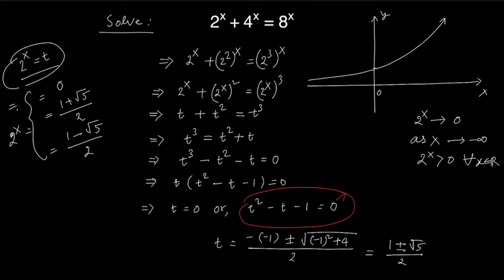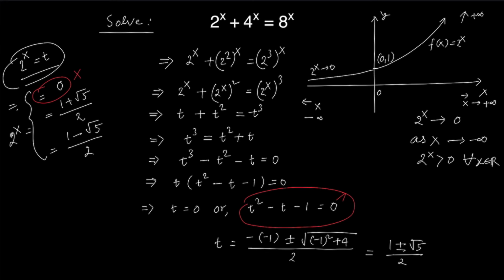For any real number, this is the function of 2 to the power x, and it is passing through 0, 1, and we see as x tends to plus infinity, 2 to the power x tends to plus infinity, and as x tends to minus infinity, 2 to the power x tends to 0, but never 0. So we get 2 to the power x cannot be 0, so this case is getting eliminated, so this cannot be a solution.